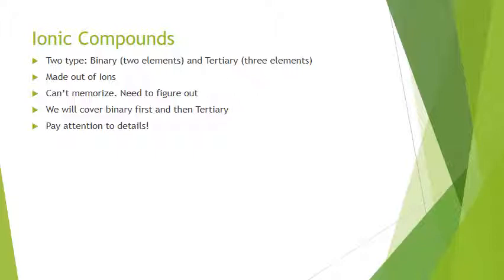You really can't memorize the names of the ionic compounds, but you can memorize their parts. We're going to go over the binary first and then the tertiary, and pay attention to details. Do not use covalent methods to figure these out. There are a few similarities to covalent, but these have a whole different way of learning their names and formulas. So don't do that.